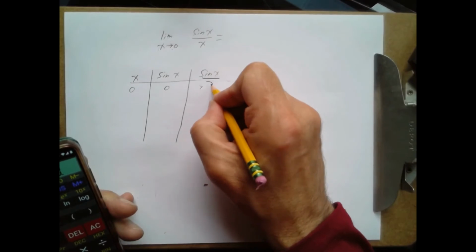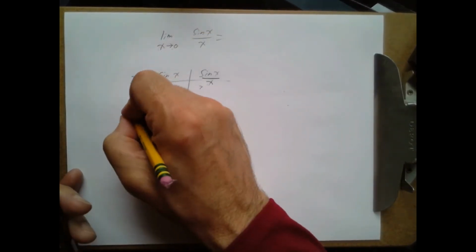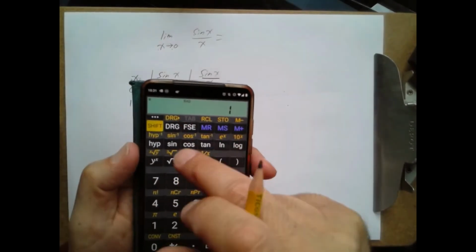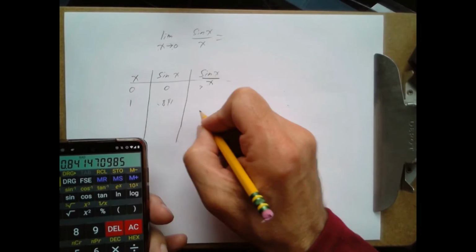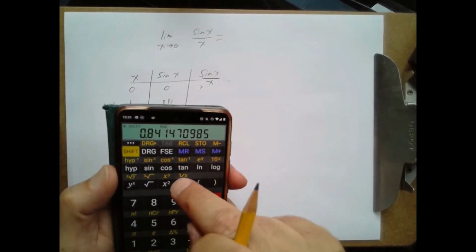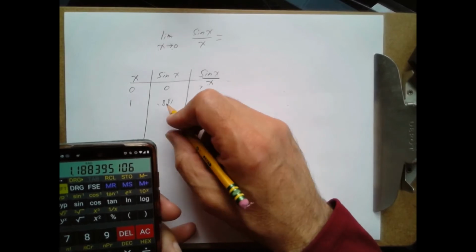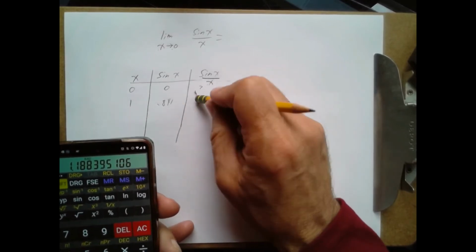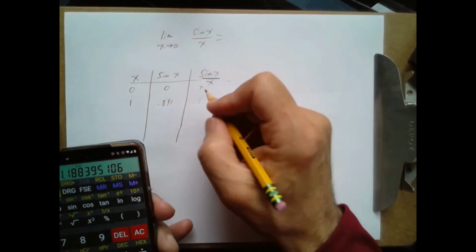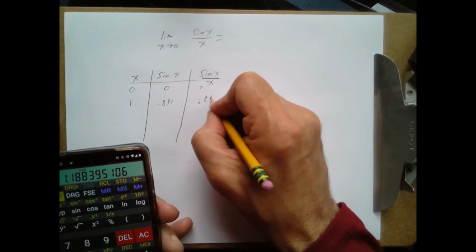But let's pick values of x that are close to 0. So let's set x equal to 1, and I'm going to work in radians here. Sine of 1 is 0.841, and so the sine of x over x is going to be 0.841.